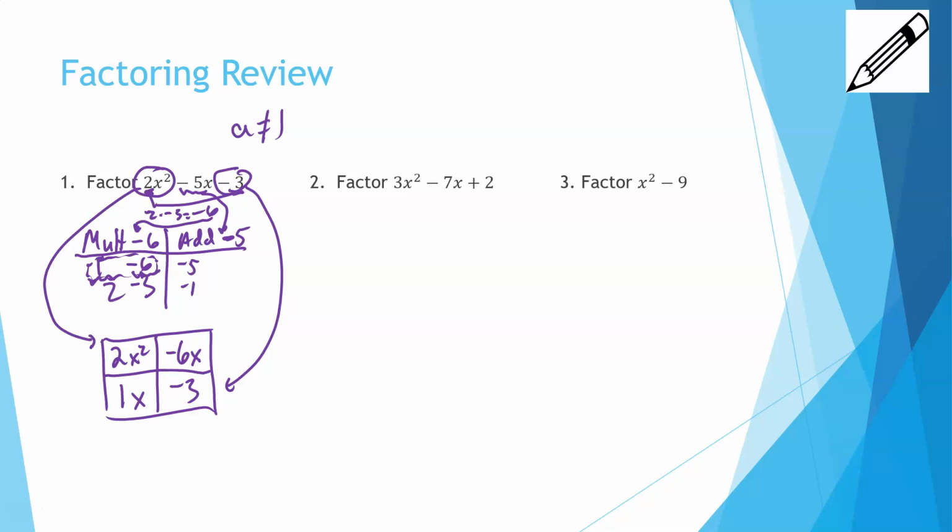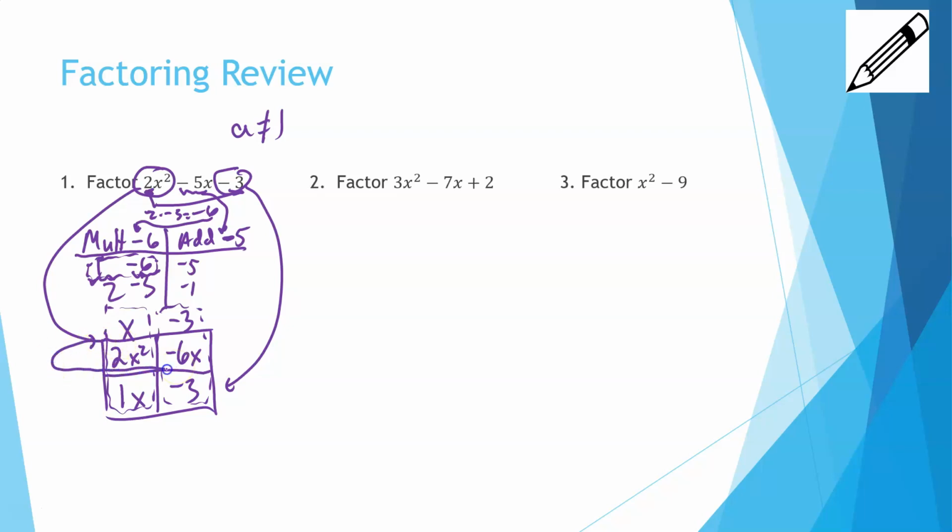how to find my factors, because once you have the box, then you are going to factor out the greatest common factor of every row and every column. What I mean by that is I'm going to look at 2x squared and 1x and figure out what they're both divisible by. 2 and 1 are just divisible by 1, but x squared and x have an x in common. Okay, go to this row, or column I should say. Negative 3x and negative 3 are both divisible by a negative 3.